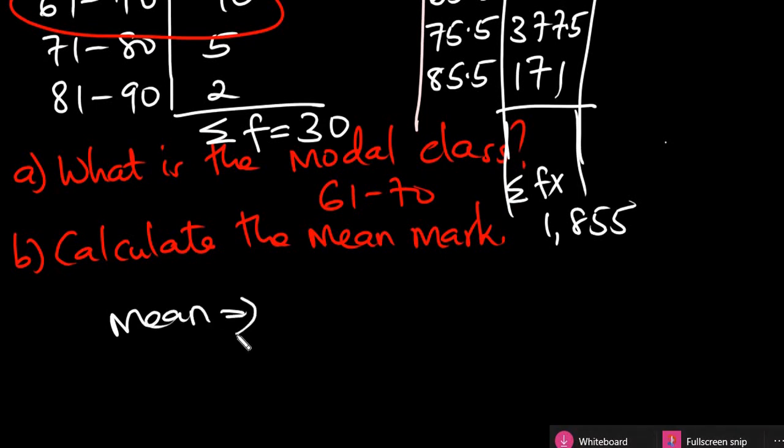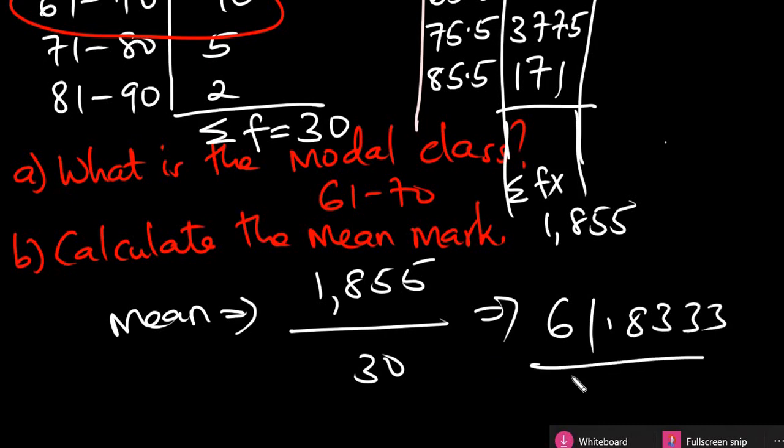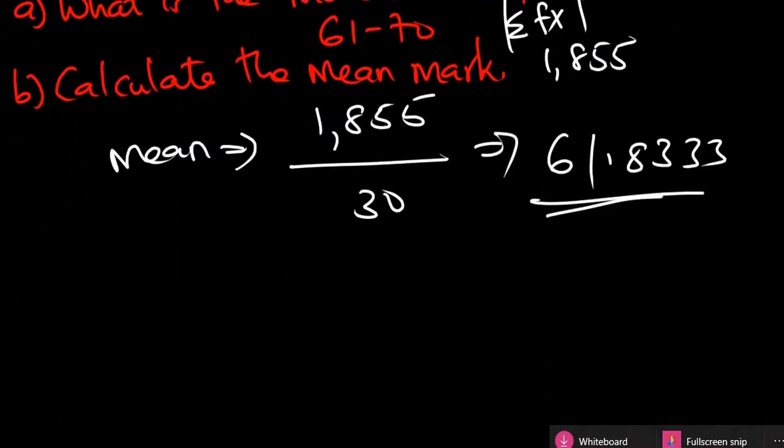So as we said, we get the mean mark by adding all the marks scored by all the learners or the students. For this case, it's 1855, and then we divide by the number of students, which for this case is 30. So let's divide together: 1855 divided by 30. I can see it's 61.8333. Okay, so that's the mean mark of these students in that particular test.